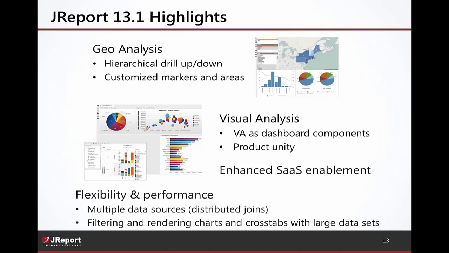I want to talk about some of the highlights of our latest release, JReport 13.1. So we've really made great strides in enhancing geo-analysis. We're now letting the user define drill up and drill down paths on maps. So for example, they can drill down from region to country to state to county to city and then back up. And you can even set customized markers in areas. So you can actually shade the different states with different colors based on different dimensions. And you can even drop markers on these states. The markers can be set by color, size, and shape.